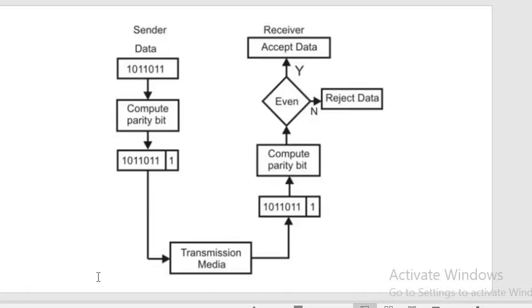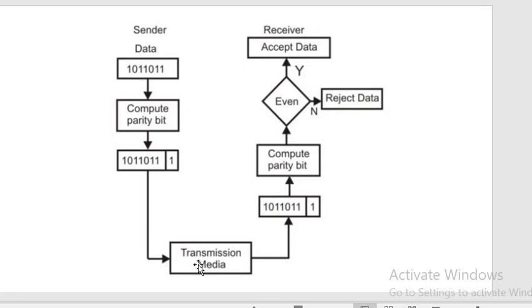The process. In this diagram, the sender will send the 7-bit data 1011101. We know that we have to compute our parity bit. Here we are using only the even parity process. The number of 1s is 1, 2, 3, 4, 5 only, so I have to include 1. Including this, the number of 1s is even.